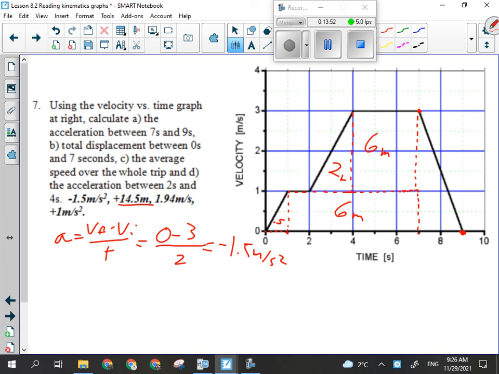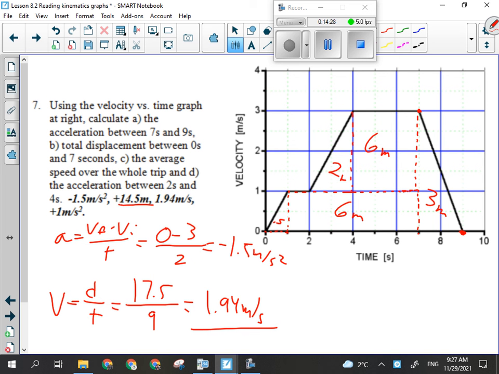And then if we're going to find the average speed over the whole trip, average speed is total distance divided by total time. We already know the total time is 9 seconds. But we don't know the total distance because we still have to find this triangle here, which has a height of 3 and a base of 2. Divided by 2 is 3 meters. So now we'll add that to our 14 and a half for 17 and a half. Divided by 9 should be 1.94 meters per second. Questions on that?